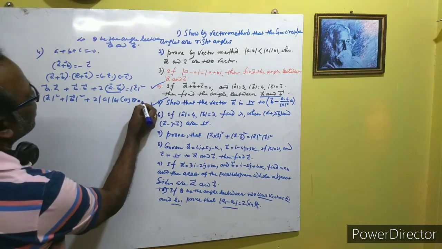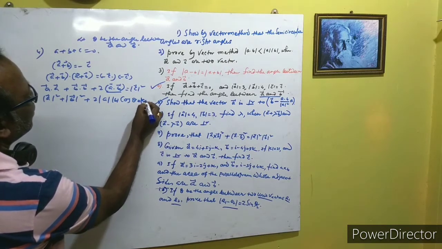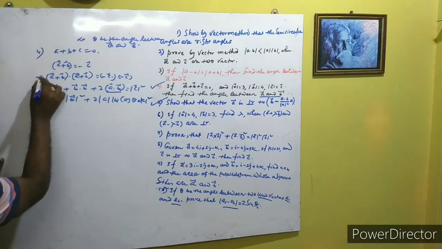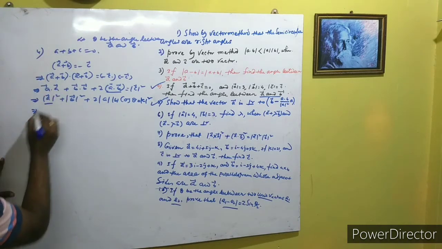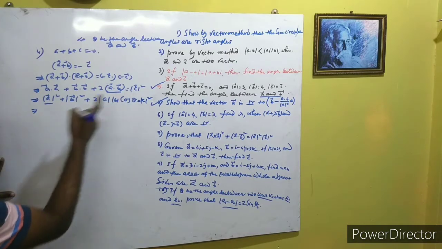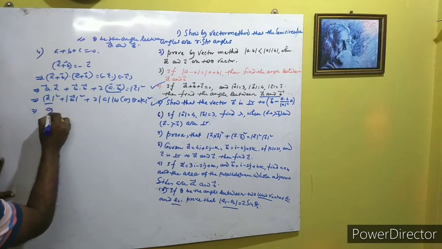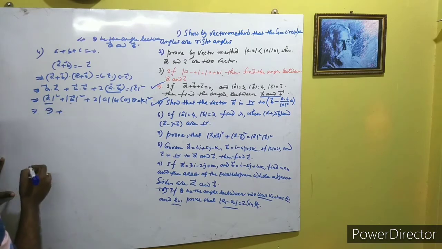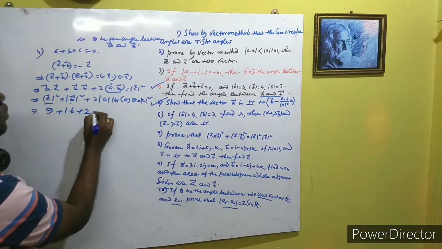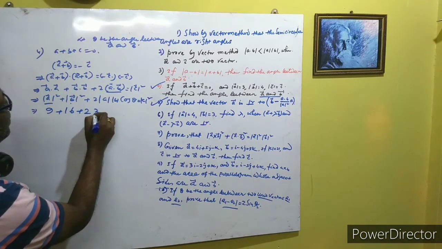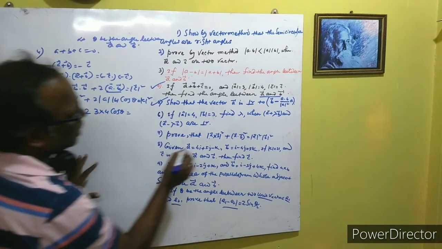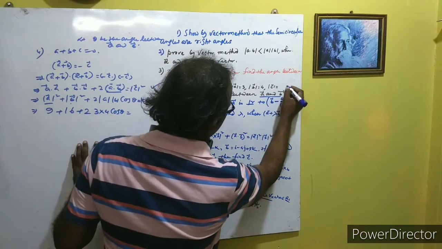Okay, this is mod C square, and the value of mod A square is here. Which one? This is number 4. So this squared is 9. And this squared is 16. So 2 mod A mod B cos theta, this is 2 times 3 into 4, which is 24 cos theta.